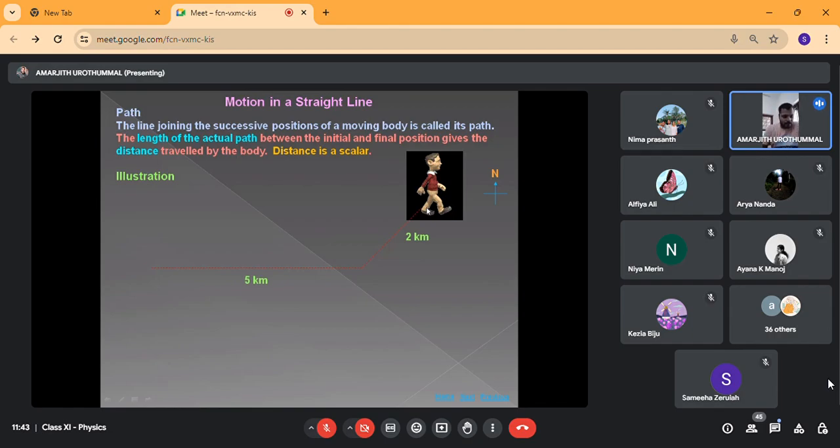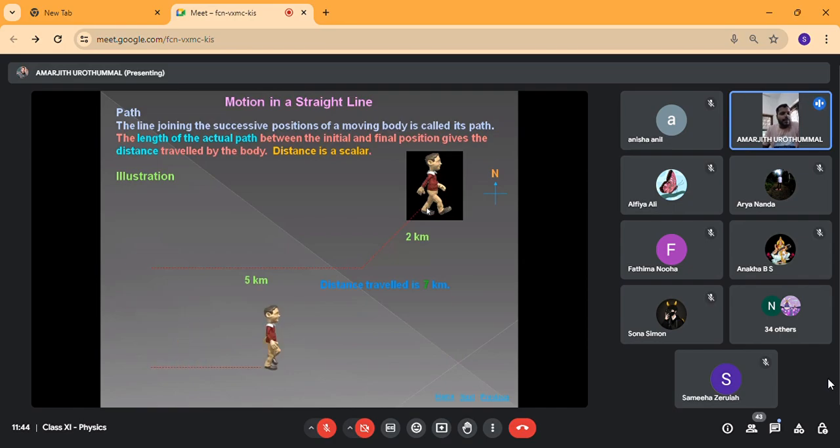So the length of the path traveled by that person on a particular path is known as distance. You might be familiar with distance and displacement from 9th class. Have you studied in 9th class? Yes, sir. Same only, but we will deal with a higher level. So the length of that path, 5 plus 2, 7 kilometers, is the distance. Clear? So the distance traveled by this person is 7 kilometers.